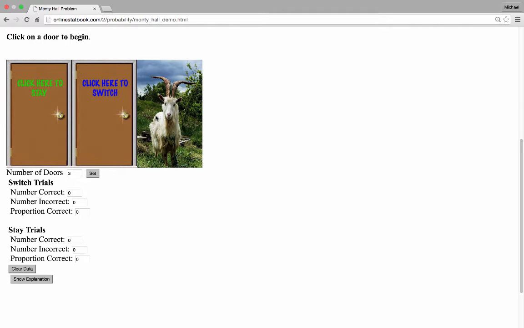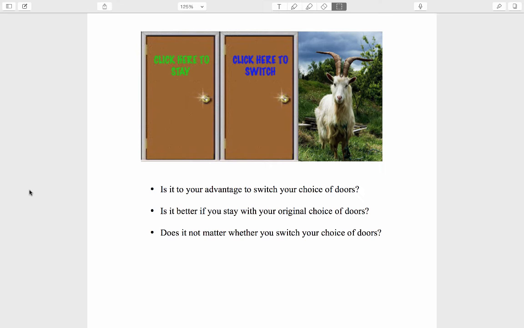Now here's the interesting part. The host now offers us a choice. We can either stay, which means stick with our original guess of door number one, or we can switch to door number two. Now here's the crucial set of questions. Is it to your advantage to switch your choice of doors? Is it better if you stay with your original choice of doors? Or does it not even matter whether you switch your choice of doors?